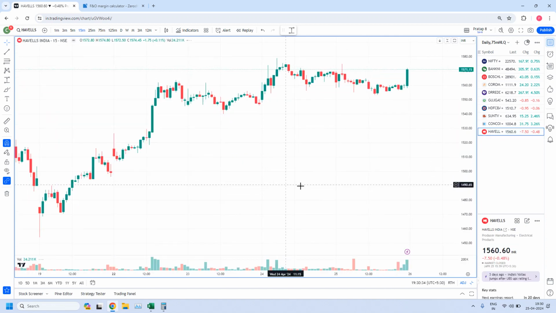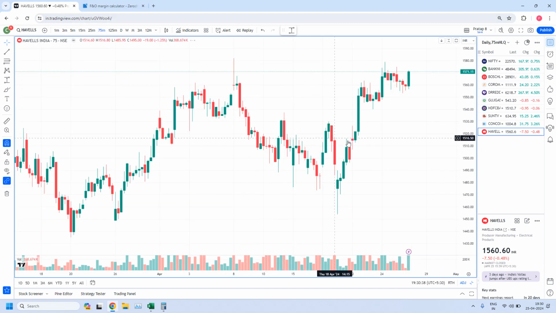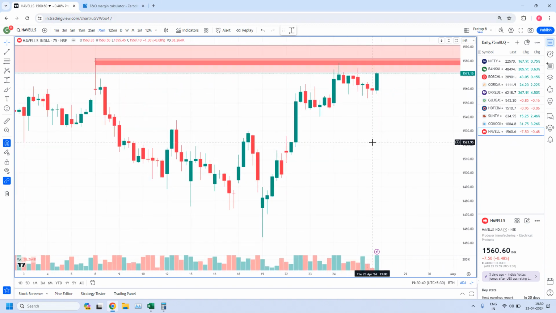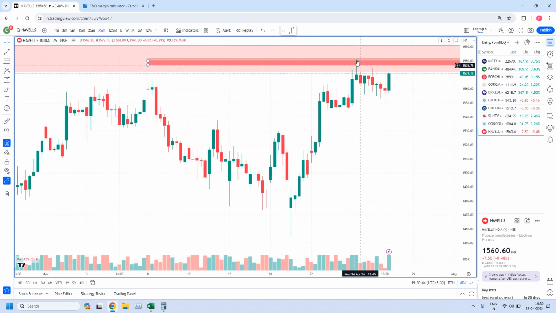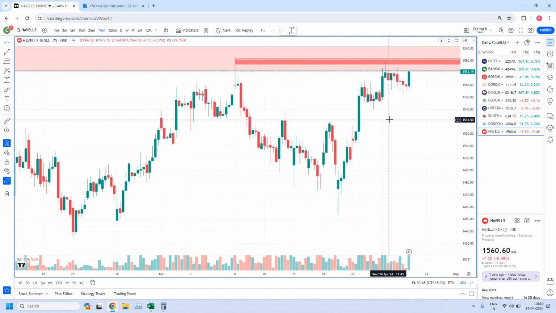And the last one is Havels. Havels is also a 75 minute zone. This we already discussed yesterday. And this is already a tested zone, so no more order flows here.